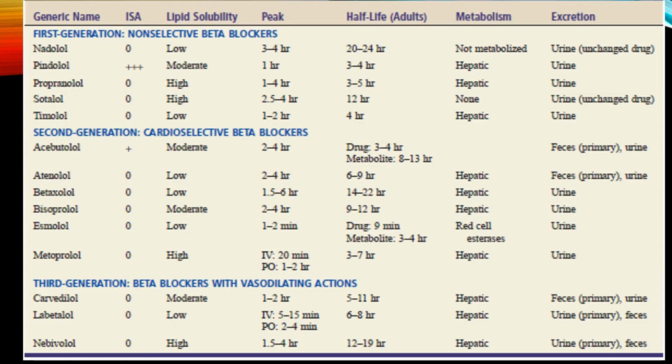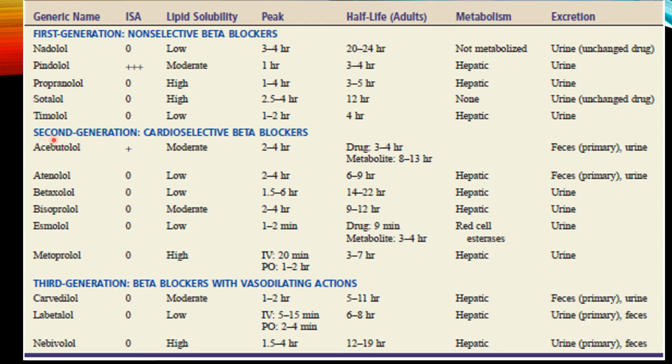These are the non-selective beta blockers, the first generation. We have nadolol, pindolol, propranolol, sotalol, and timolol. Of the first generation, the prototype here is propranolol, a non-selective beta blocker, meaning it can act on both beta 1 and beta 2.